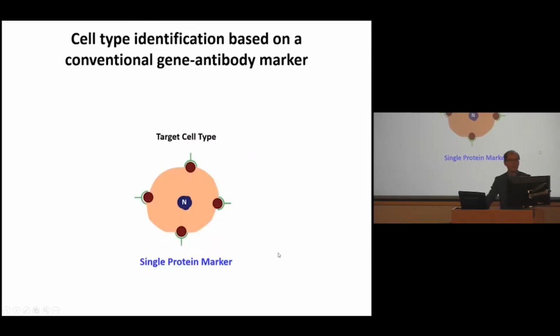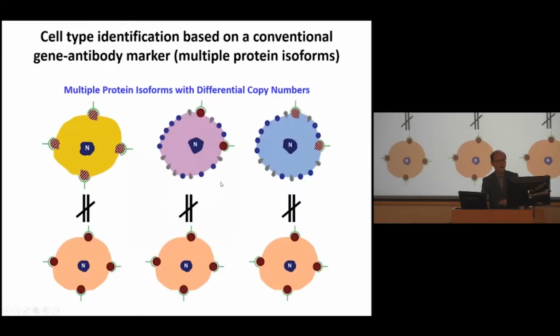So let's say we're using antibody to identify specific cell types. This is a very common method for many different types of biomedical studies. So this antibody targets the protein of this gene. There's one conventional gene and antibody marker. So this is our goal. However, I can illustrate these different scenarios.